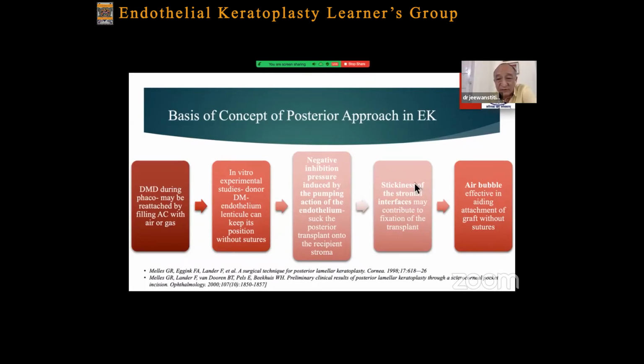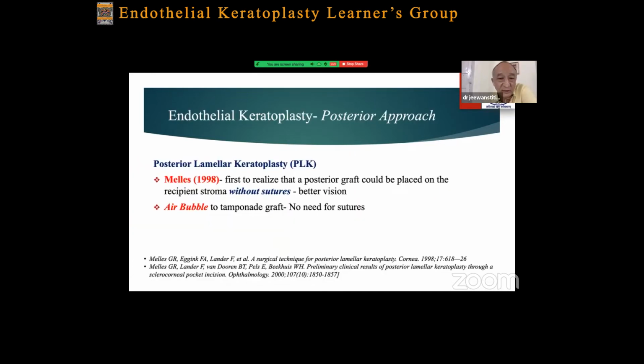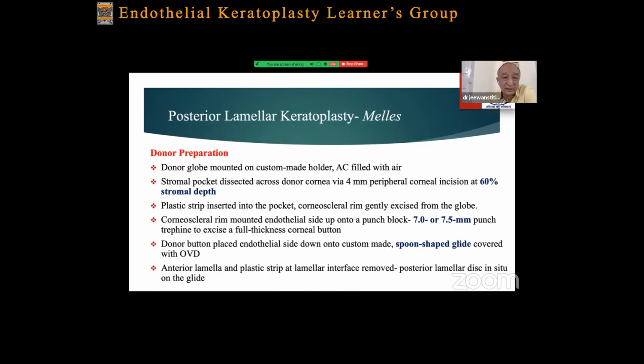And the stromal surface of the donor as well as the host will have much better stickiness of the transplant tissue. He was the first person to realize that an air bubble can effectively attach these lenticules in an anti-gravity way. He came up with the new technique of PLK in 1998, where he described air bubble tamponade of the graft without suture. So this was one of the first sutureless endothelial keratoplasty surgeries.